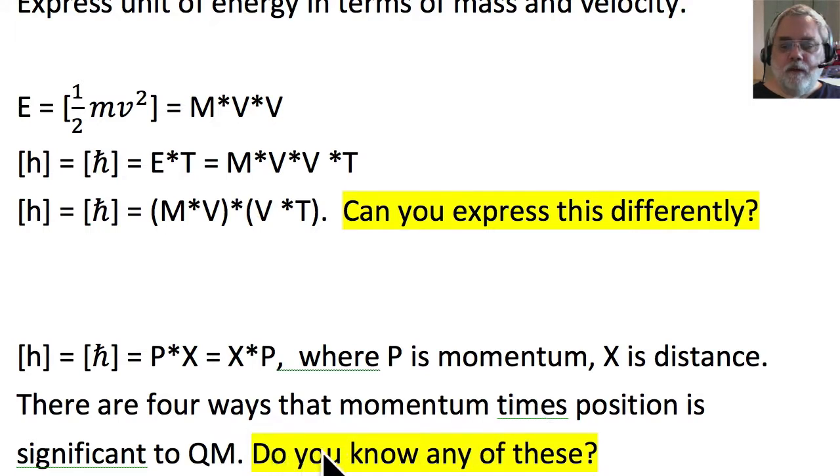See if you know any of these. You might not have taken a quantum mechanics course, but you might have overheard something about quantum mechanics that would be relevant here. Or you might know something about classical mechanics, momentum times distance, which would be relevant here. So think about that, and then we'll move on.